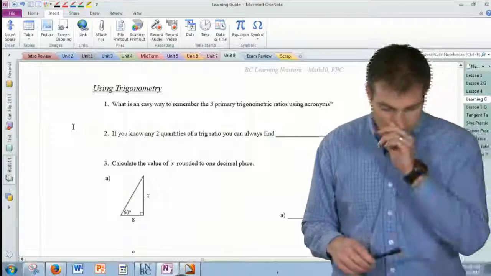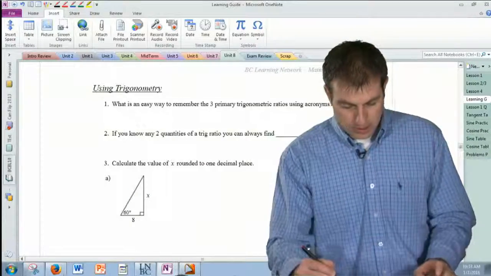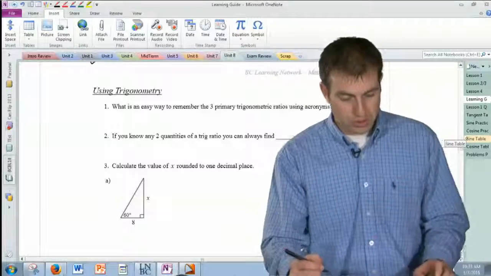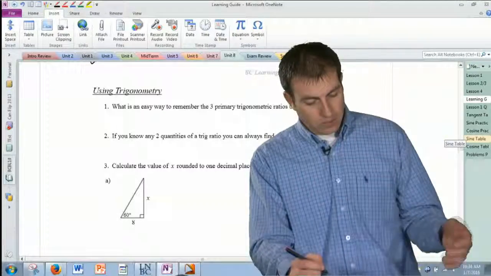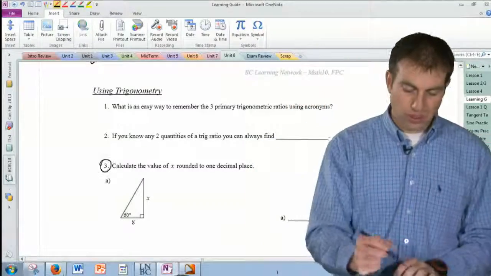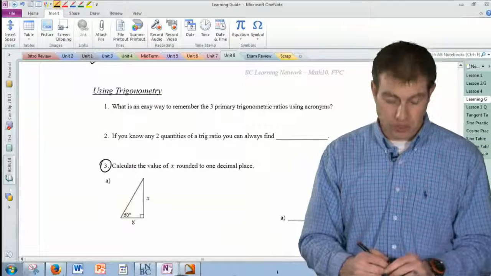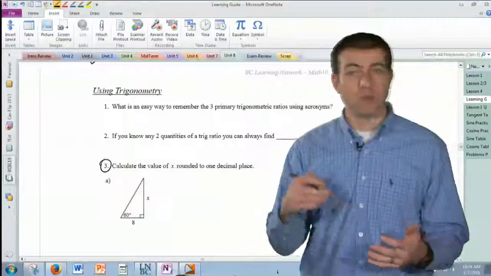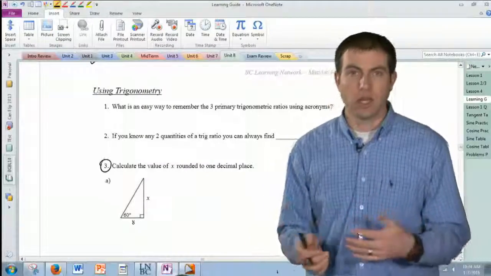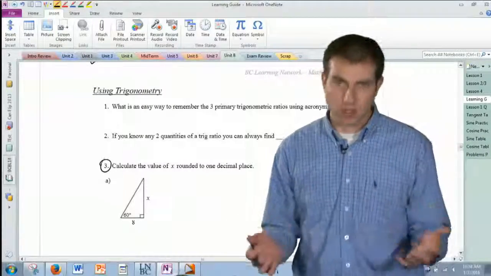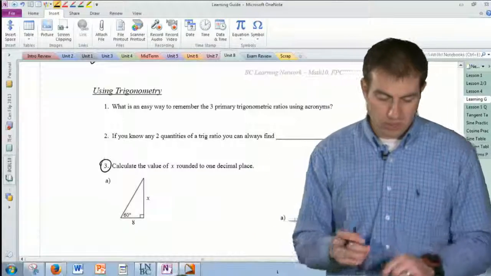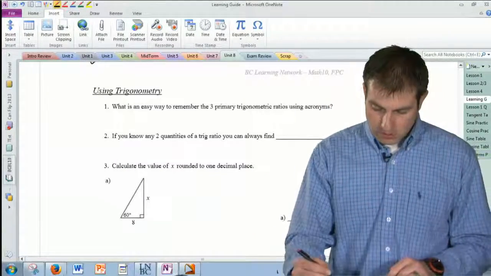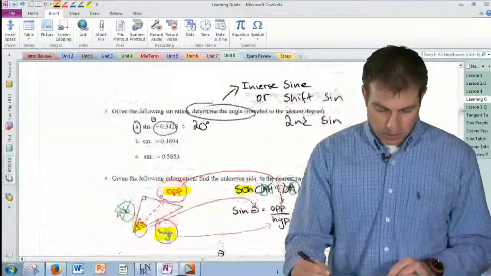If we look at page 5, using trigonometry, calculate the value of x rounded to 1 decimal place. Looking at number 3. In this question, we're not told to use tangent, sine, or cosine. It just says find x. So you need to look at the information you're given. This looks exactly the same as the question I just did. Is it not identical?